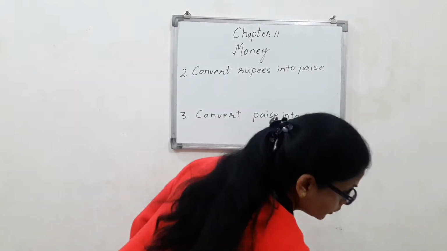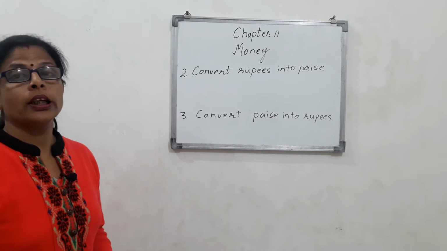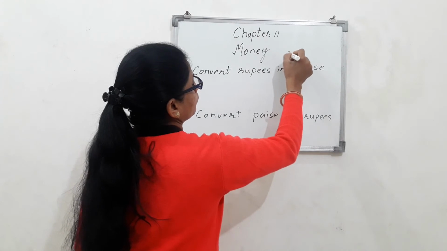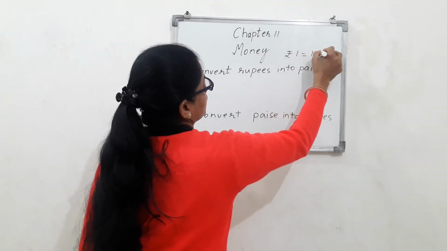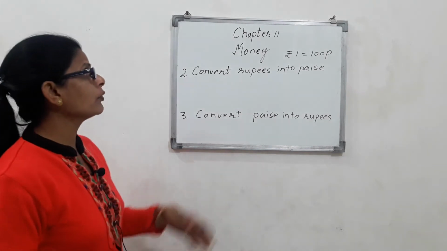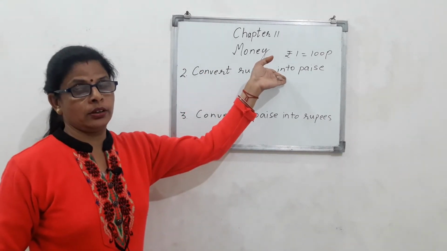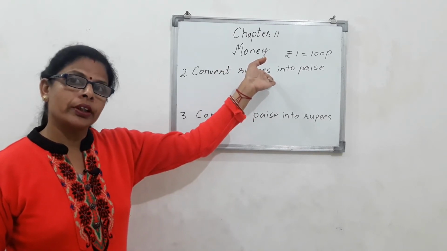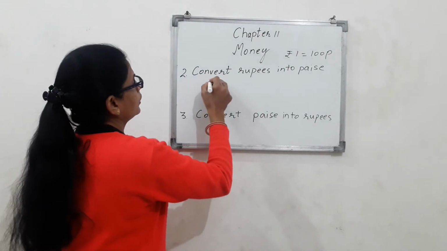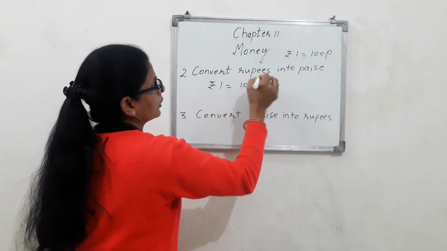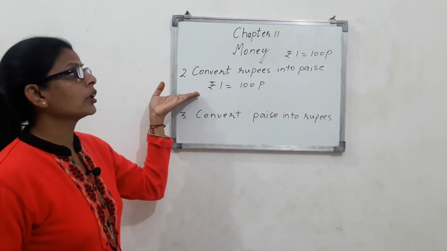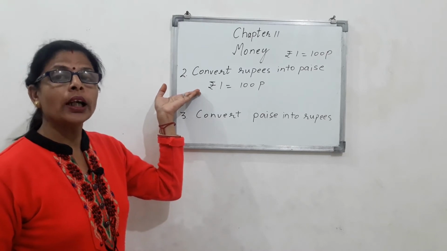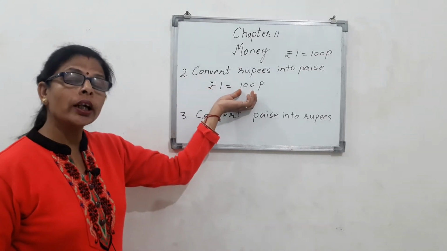All of you know that in 1 rupee there are how many paisa? 100 paisa, right? So when we have to convert the rupees into paisa, we multiply by 100 because 1 rupee is equal to 100 paisa.